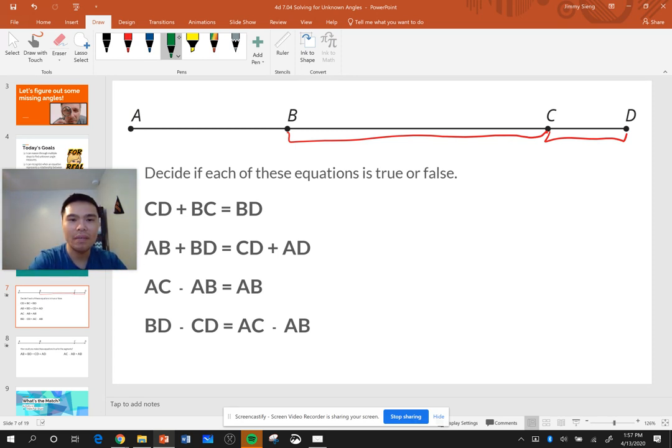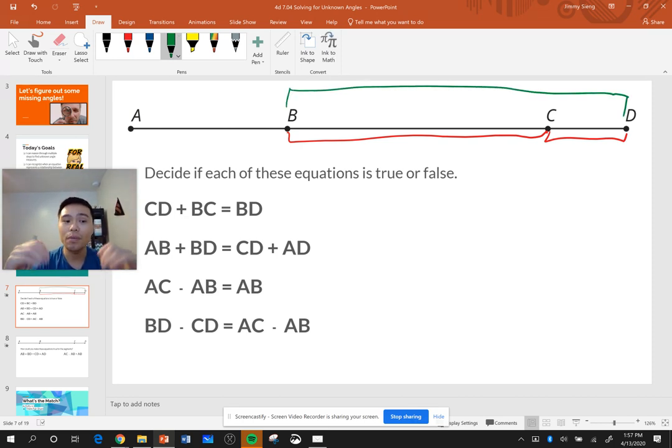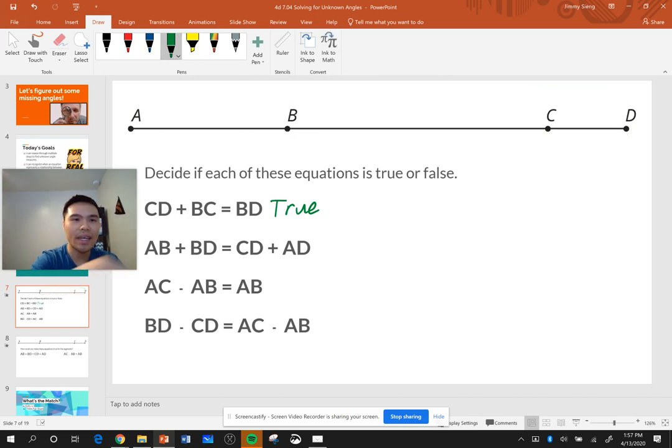Look, BD. Again, with these segments, we're looking at the endpoints, right? We start at B, we end at D. Okay, so is the red equal to the green? Looks like it is. That means they're equal to each other, okay? So I'm going to say that is true. All right, let's try that again.